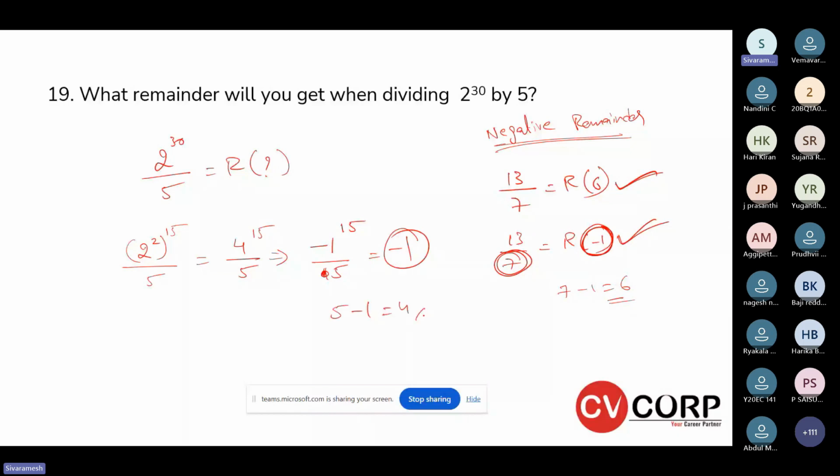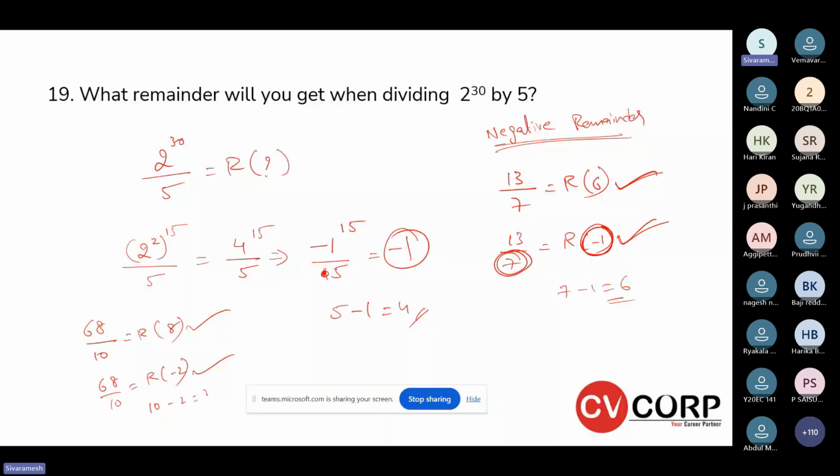Let me take one small example. 68 by 10. What will be the remainder? Students will say 10 6s are 60, remainder is 8. Or else you can say that 10 7s are 70, but 68 is 2 less than 70, right? So I can also say that minus 2 is the remainder, because plus 8 or minus 2, both are the same when you are dividing by 10. If it is minus 2 and you want to convert to positive, what do you do? 10 minus 2, which equals 8. So this is what the negative remainder theorem says.